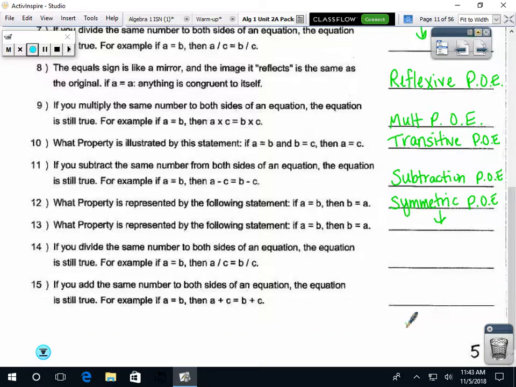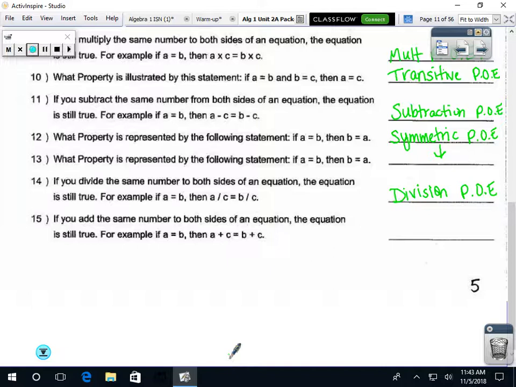Number 14, if you divide the same number to both sides of an equation, the equation is still true. For example, if A equals B, A divided by C equals B divided by C. Right, the division property of equality. All right, and then number 15, if you add the same number to both sides of the equation, it is still true. For example, if A equals B, A plus C equals B plus C. Addition property of equality. Okay, now turn to page 6.